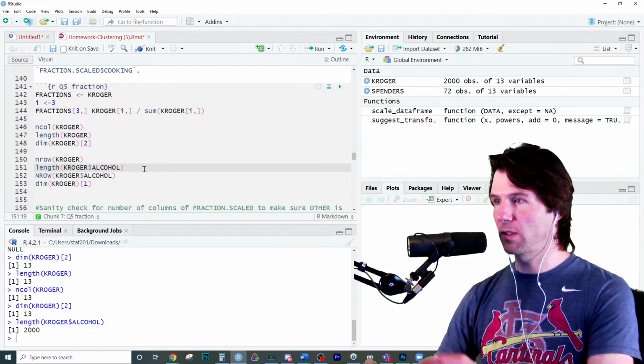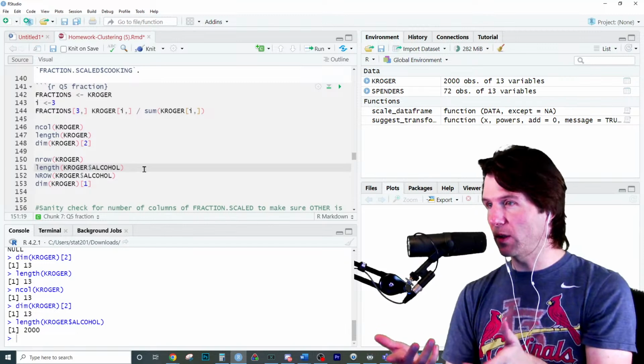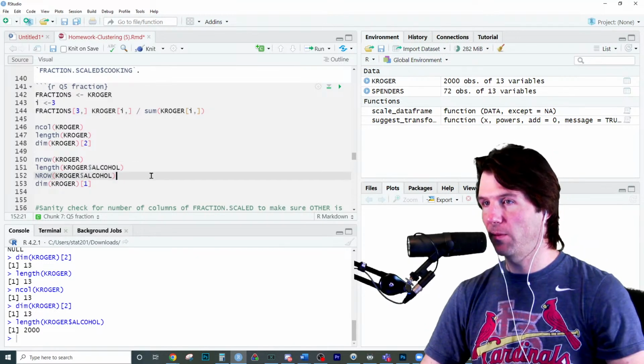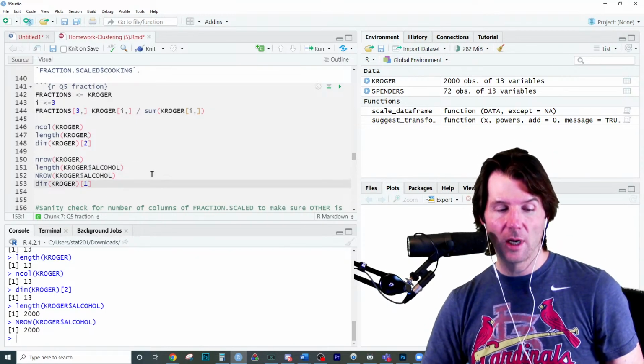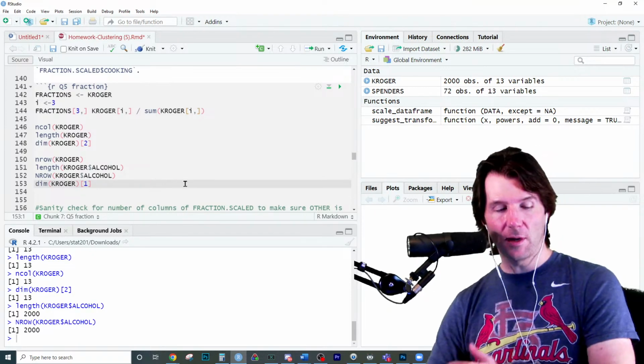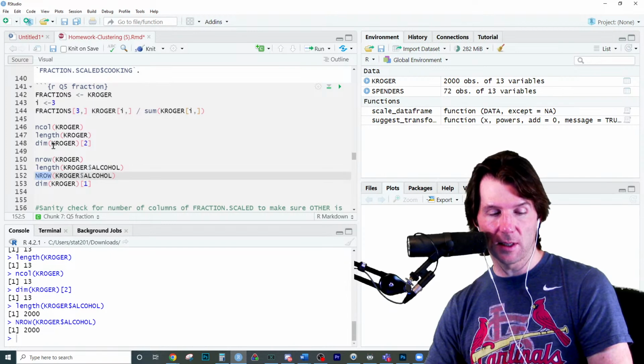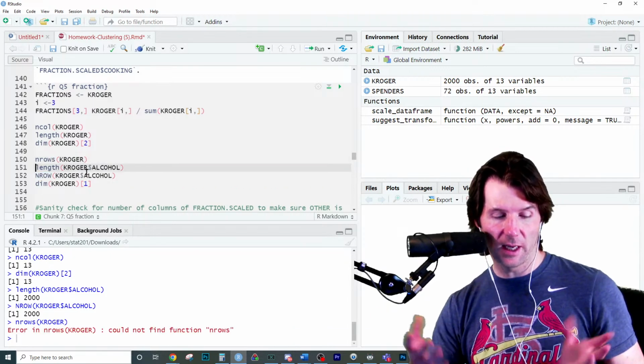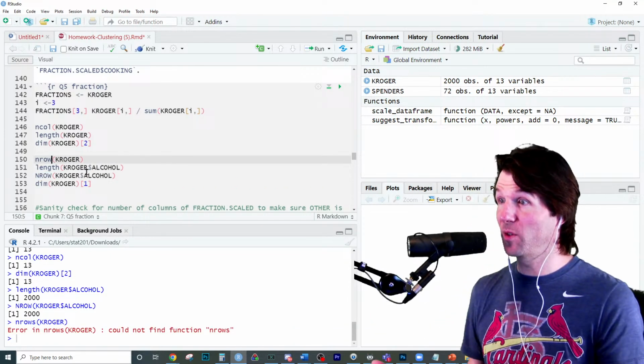Length of a vector is how long that vector is. Inside a data frame, that's the number of rows, and then capital N row of a vector, but that will not work on a column. You never see me do this one, and sometimes I'll type nrows, and they'll say can't find function nrows because it's not the number of rows.